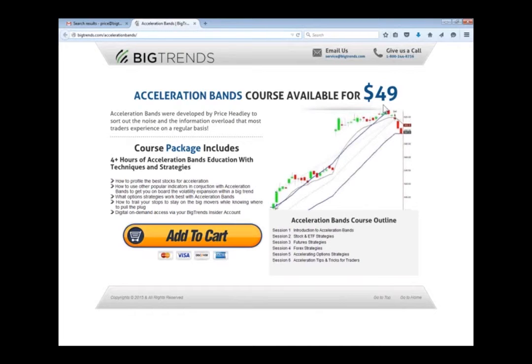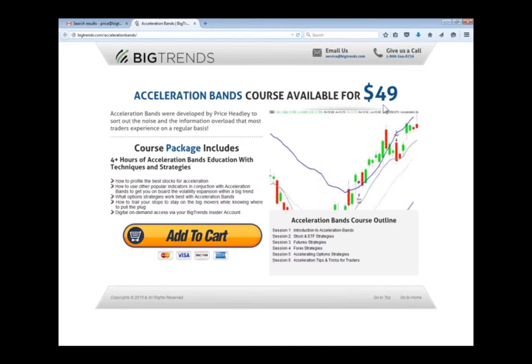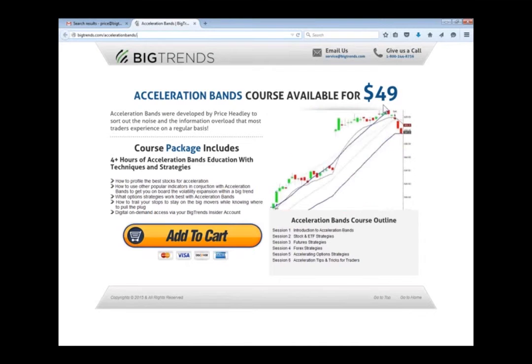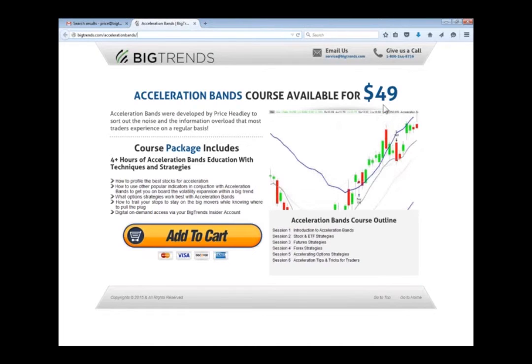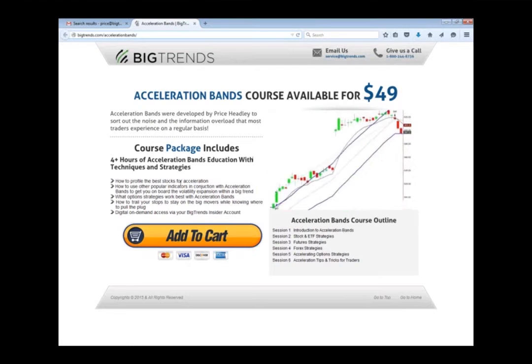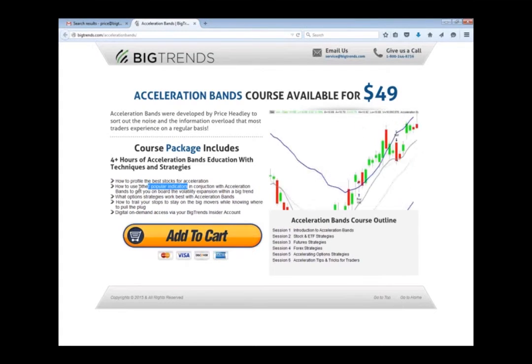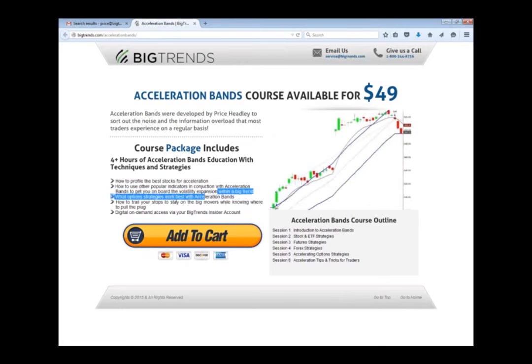You're better off to focus on the indicator, the technique, and then let that tell the tale about when the buyers have had enough, or when the sellers have had enough, and when you should start booking profits or how to trail your stops in a position. This will walk you through finding the best stocks for acceleration candidates, and how to use other popular indicators in conjunction with acceleration bands to really get you into what I call volatility expansion.